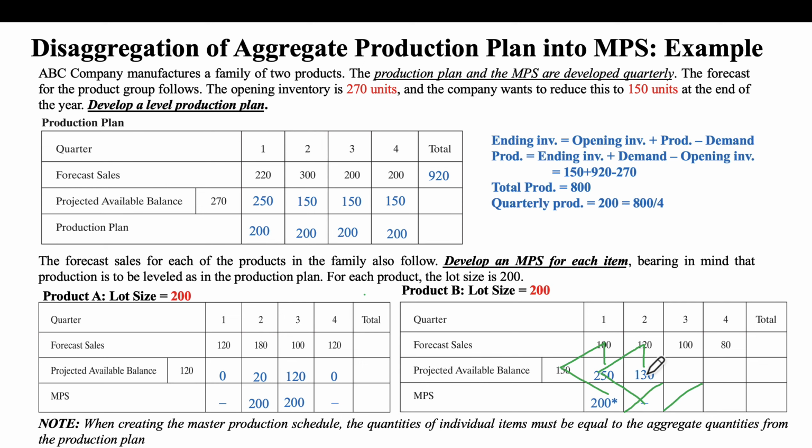Then ask yourself the question, is 130 sufficient to meet the demand for 100? Yes, it is sufficient, which means we don't need to produce anything here and our projected available balance will become 0 plus 130 is 130 minus 100 is equal to 30. Is 30 sufficient to meet the demand for 80? No, it is not, which means we need to produce something here, and fortunately we can produce here because period 4 is empty. We did not produce anything here and we can produce a maximum of 200 and lot size is 200, so which means we can produce here 200. Projected available balance will become 200 plus 30 minus 80 is equal to 150.